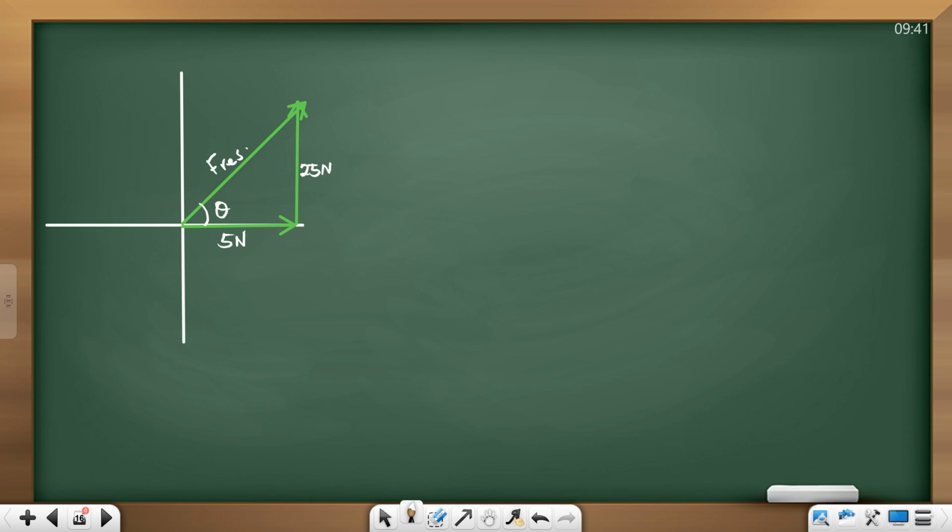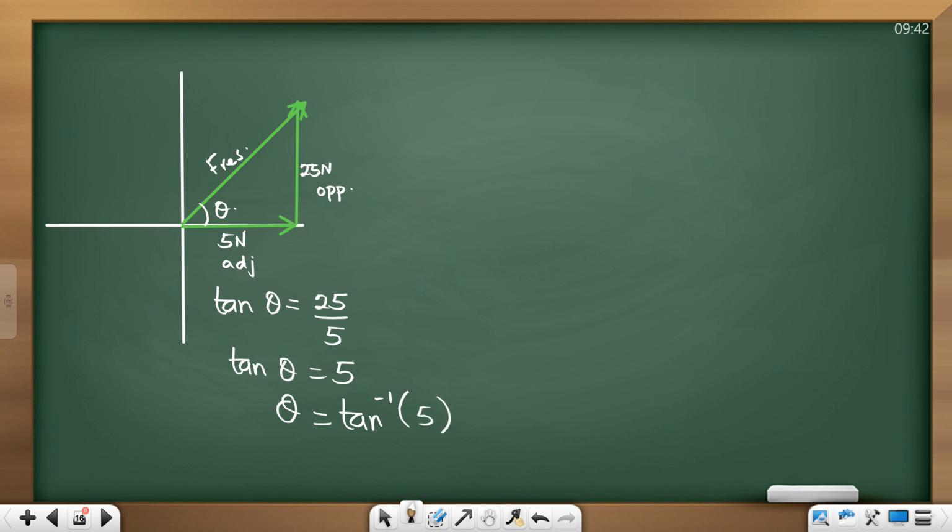So what do we do? To this angle, this becomes the opposite, and this becomes the adjacent. So what do we have? Tan theta equals 25 over 5. Tan theta equals 5. What is theta? We're not looking for tan theta, we are looking for theta itself. What do we use? Arctan of 5. I hope we all still remember that from grade 10.